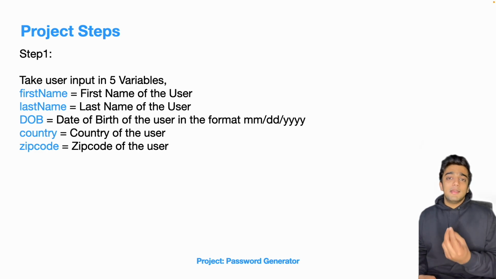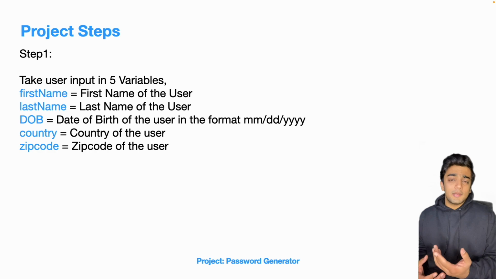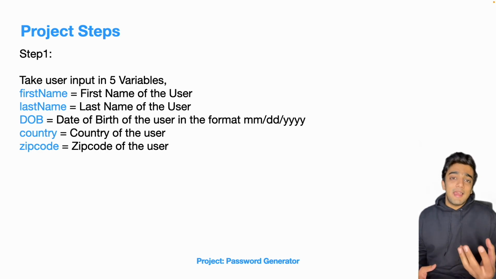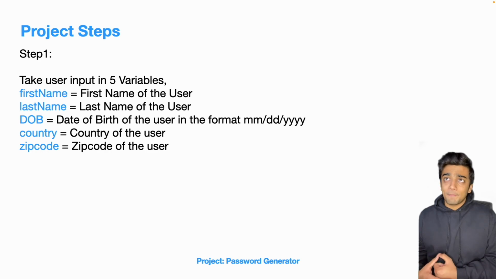So MM/DD/YYYY. So for example, if your birthday is June 11th, 1998, so that would be 06 for June, slash DD would be 11, that's the 11th day in the 06 month, and YYYY would be 1998, which is the birth year, right? So that makes up your DOB. Then the country of the user, so this would be which country the user stays in, and a variable called zip code, wherein you store the zip code of the user.